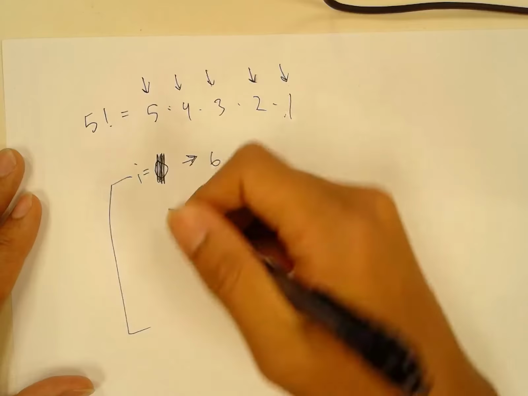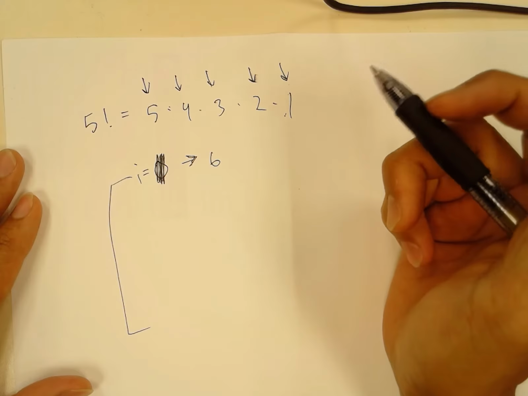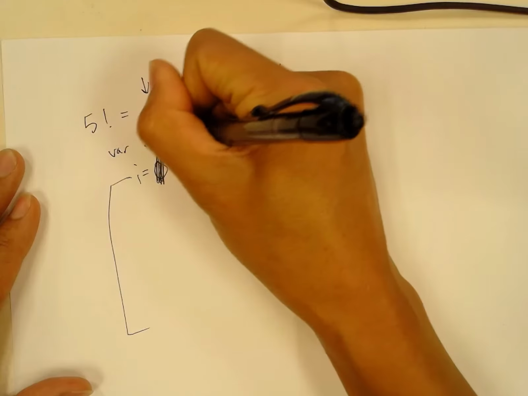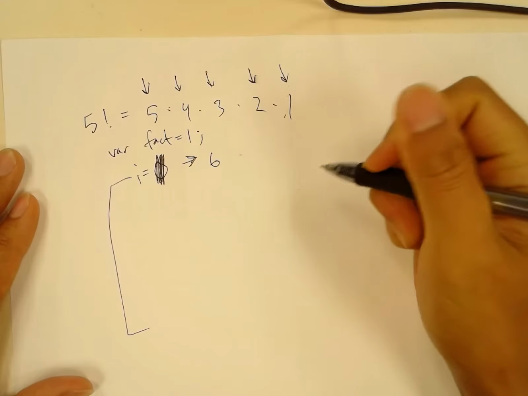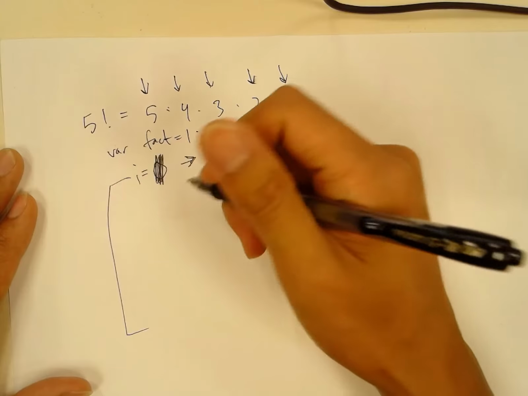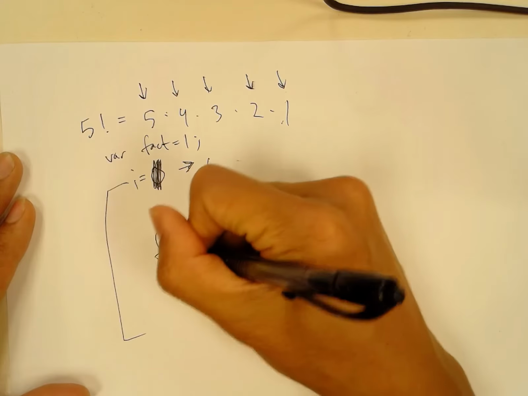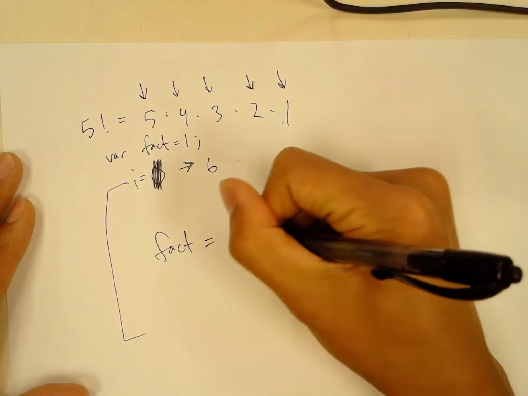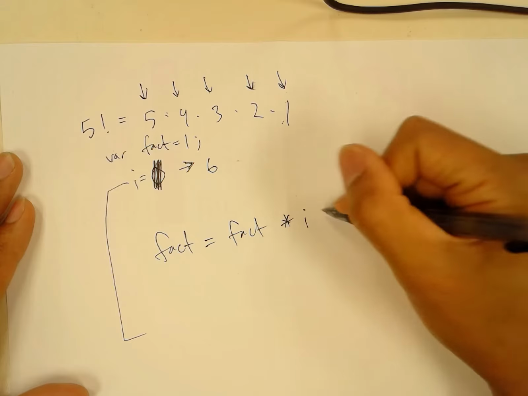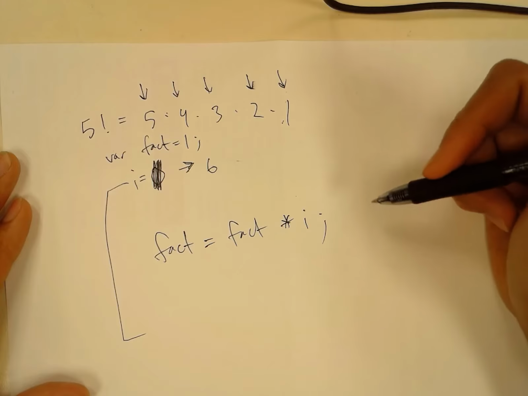Well, inside of the loop we need to do the math, and the math would be, let's say, var fact is equal to 1 outside of the loop. And inside we're going to use fact as a counting variable, so we're going to say fact is equal to fact times I. So how is this going to work out?